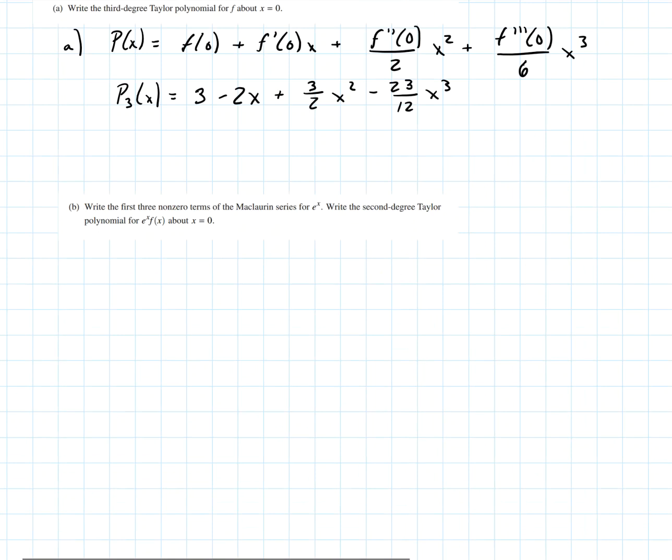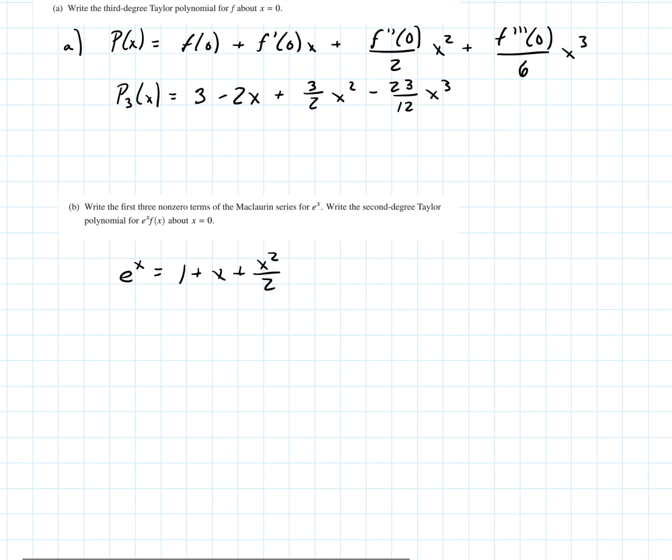Part B now asks us to write the first 3 non-zero terms of the Maclaurin series for e to the x, and then to write the second degree Taylor polynomial for e to the x times f of x about x equals 0. So the first thing we're going to want to do is write out the Taylor series for e to the x, which is going to be equal to 1 plus x plus x squared over 2 factorial, or simply x squared over 2.